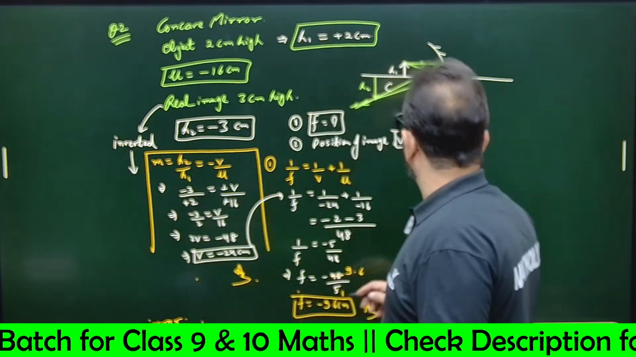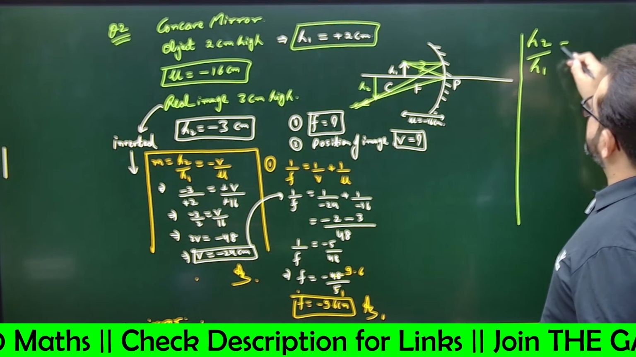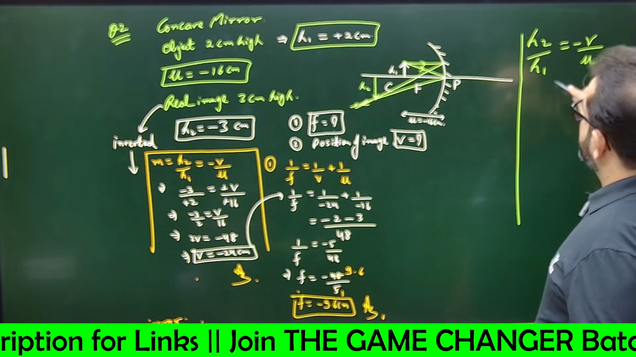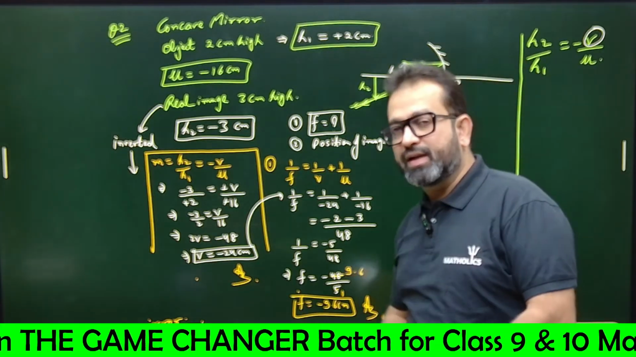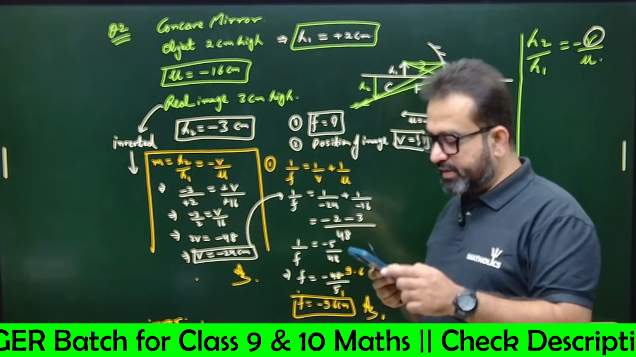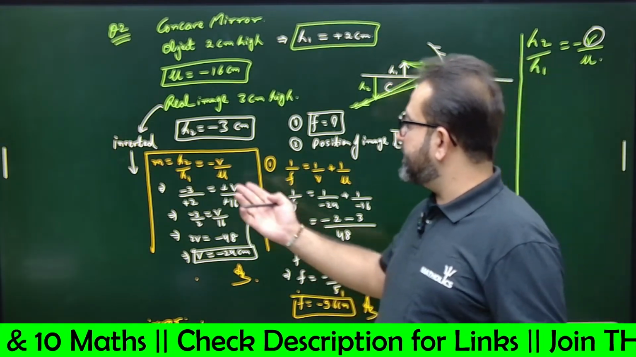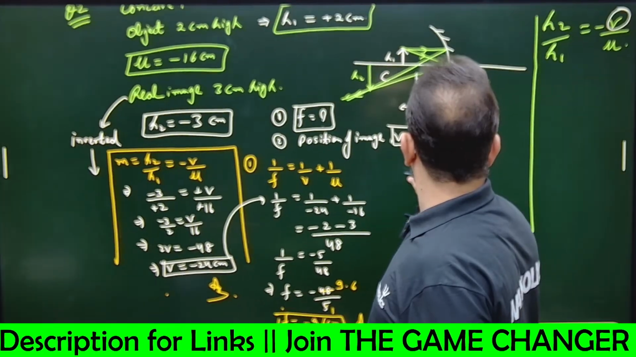So we know a formula. What formula? H2 by H1 is equals to minus V by U. So if H1, H2 and U are known, can you find this V? Yes, sir. So we can find the position of the image. Yes or no? We can find the position of the image, right? So how to find the position of the image? You'll write H2 by H1 equals to minus V by U. I'll make it somewhat larger.